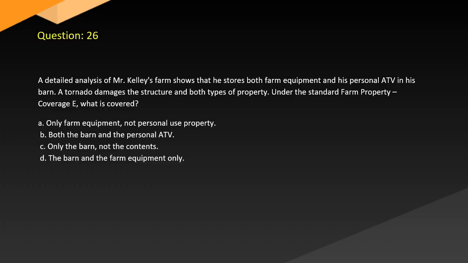Question 26. A detailed analysis of Istokelly's farm shows that he stores both farm equipment and his personal ATV in his barn. A tornado damages the structure and both types of property. Under the standard farm property coverage, what is covered? A. Only farm equipment, not personal use property. B. Both the barn and the personal ATV. C. Only the barn, not the contents. D. The barn and the farm equipment only.